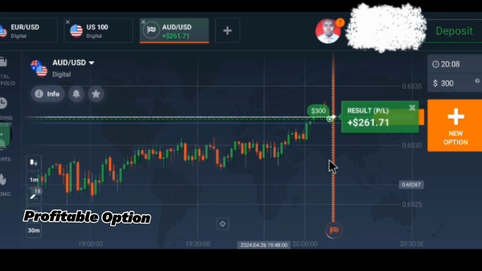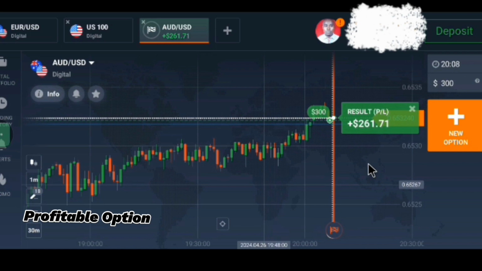Okay, I actually won this trade. So this is the third trade. Like I said, I was going to take only 3 trades. I won the first trade, lost the second one, and then I won this one. That's 3 trades. I'm in profit because I won 2 and I lost 1.